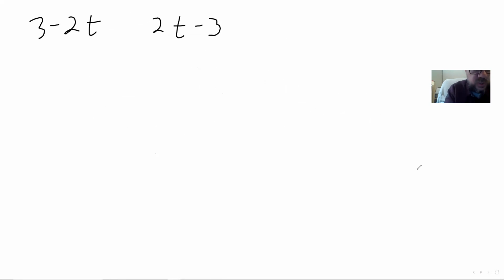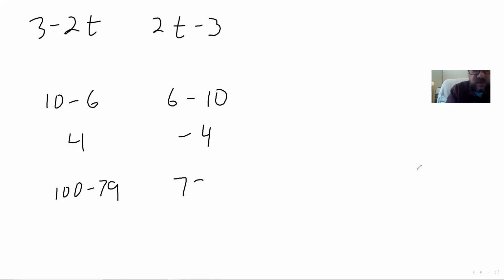All right, so I want to make a point to you here. And the point is this. If I have two things, let's say 10 minus 6 versus 6 minus 10, those are very similar to each other, right? This is 4 and this is negative 4. If I have 100 minus 79 versus 79 minus 100, that's 21 and negative 21. Oh, that's terrible too, but whatever. You get the idea.